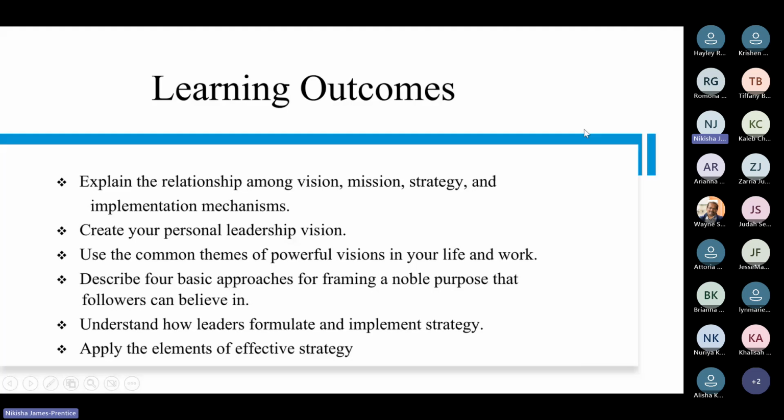The learning outcomes are to explain the relationship among vision, mission, strategy, and implementation mechanisms. Create your personal leadership vision. Use the common themes of powerful visions in your life and work. Describe 4 basic approaches for framing a noble purpose that followers can believe in. Understand how leaders formulate and implement strategy and apply the elements of effective strategy.